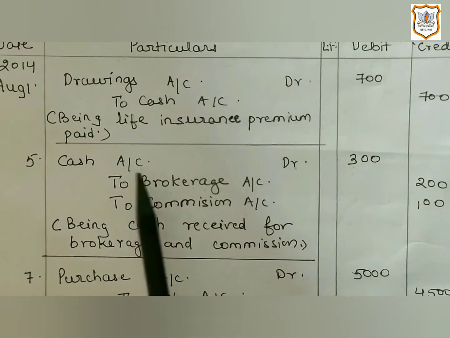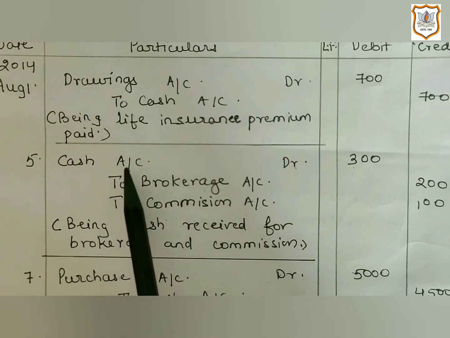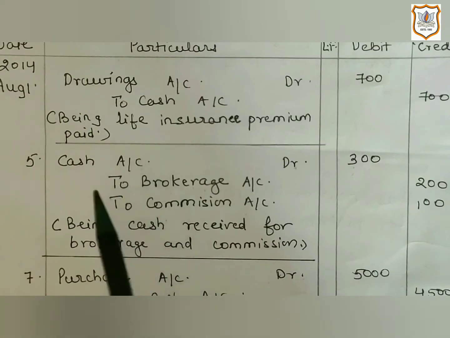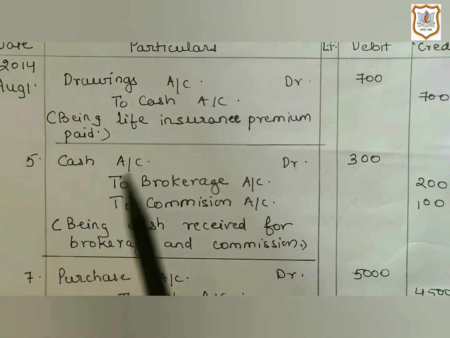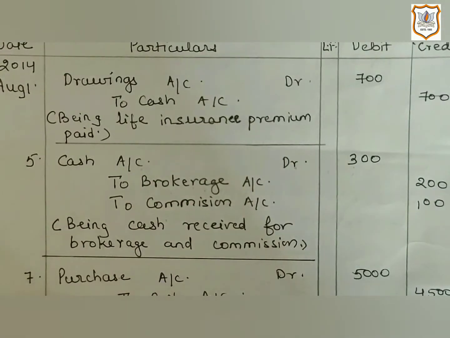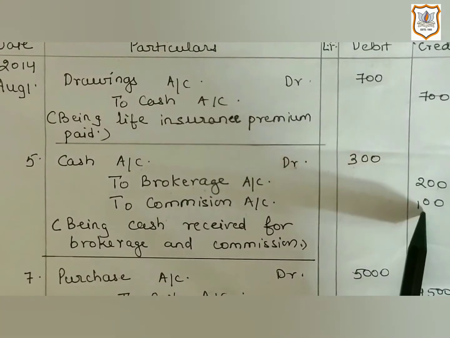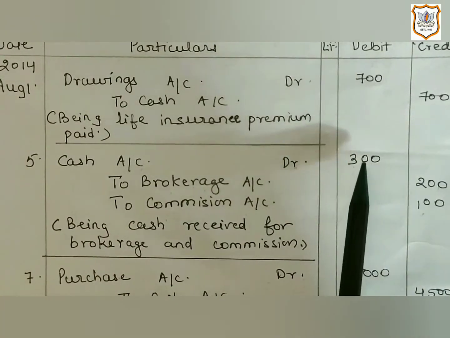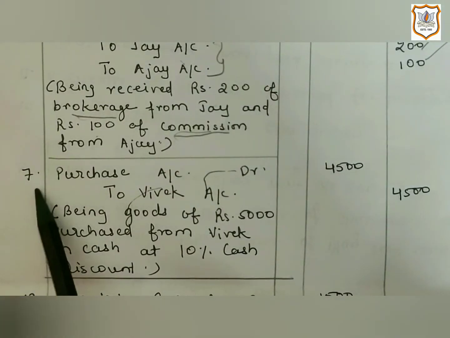And here cash account is debited. That is correct, because as per the rule of real account, we are receiving cash. Cash is coming into the business as we have received the amount of brokerage and commission in the form of cash. So as per the rule, debit what comes in, cash account will be debited by rupees 300, 200 for brokerage plus 100 for commission. So total 300. Now let us see the next transaction, date 7.